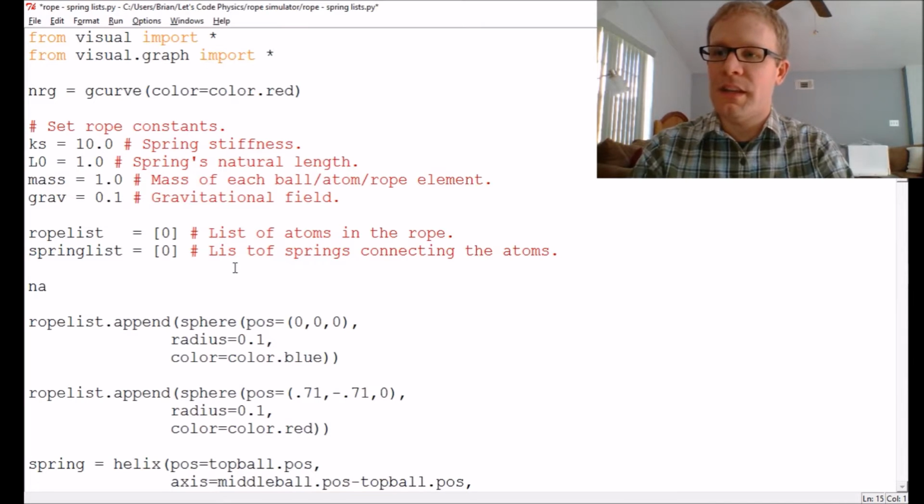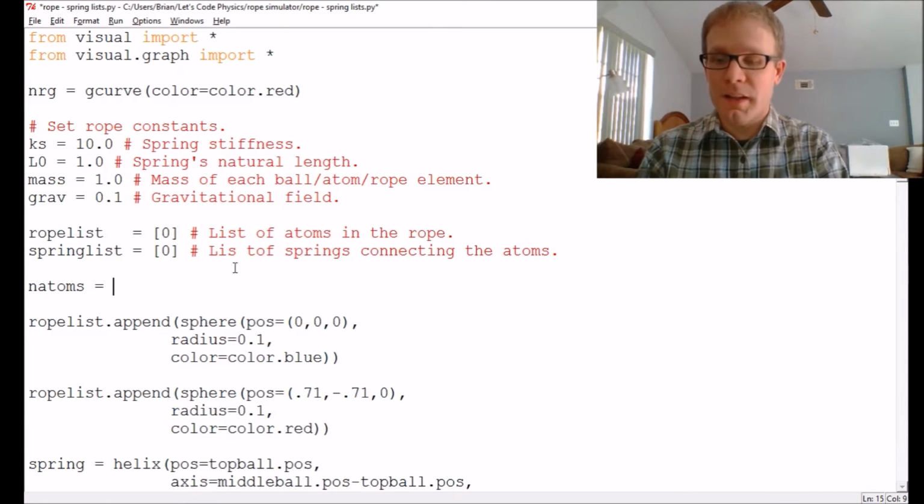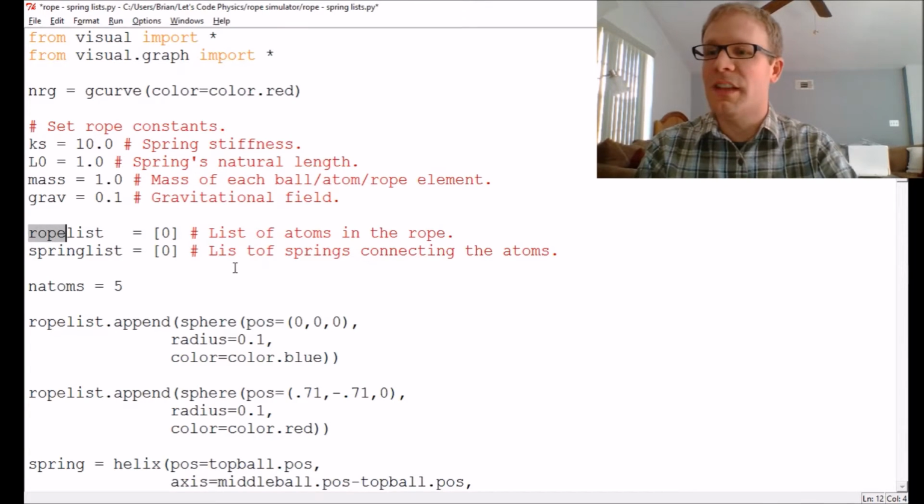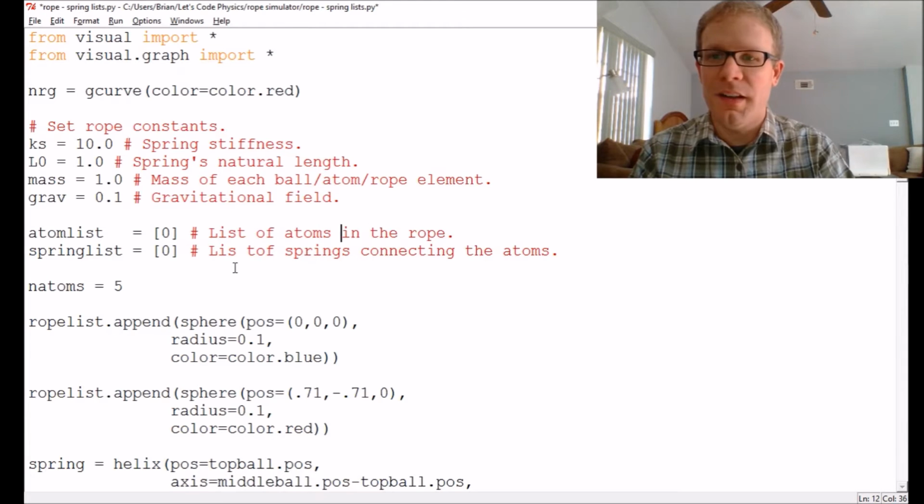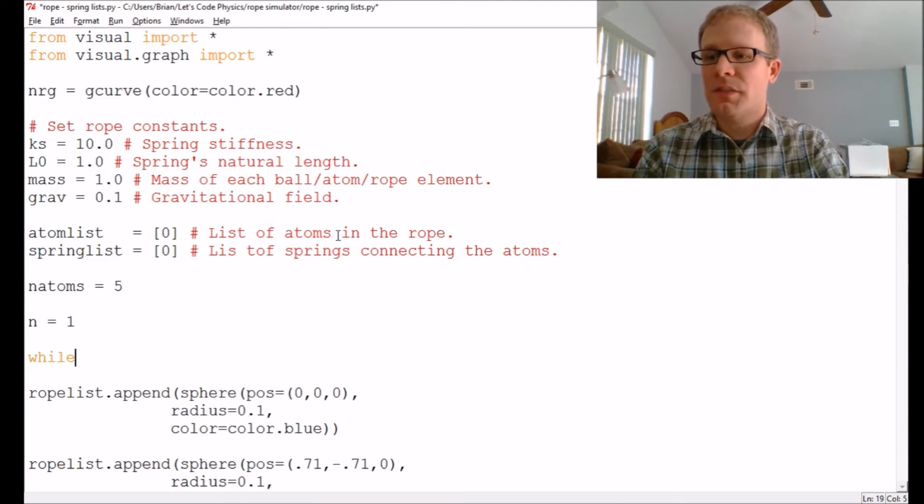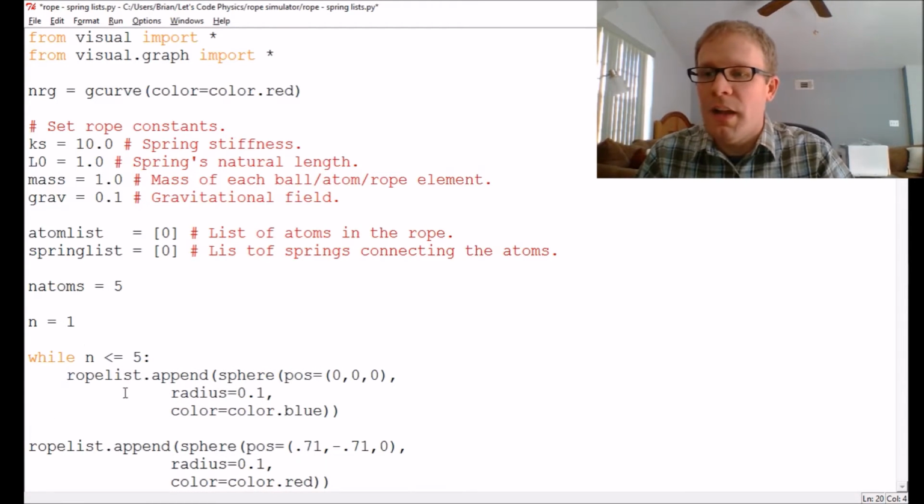So let's have the number of atoms, n atoms, equal to, let's see, we've already got 3 working out well. Let's bump it up to 5 just to be somewhat secure. So actually, now that I'm thinking about it, let's change this name from rope list to atom list. That'll make more sense because this is the list of the atoms. Okay. And so what I'd like to do now is get a counter. So we'll start with n equals 1, and then we'll just loop over n going from 1 to the number of atoms.